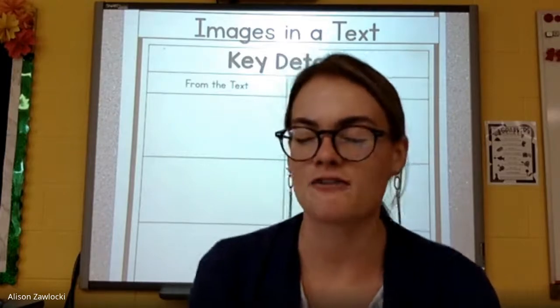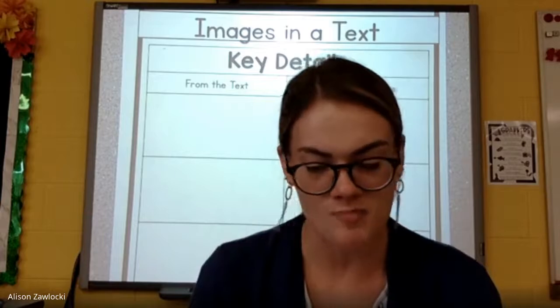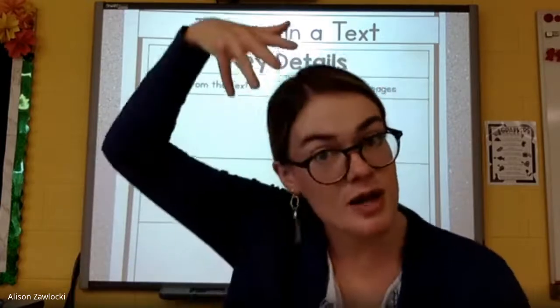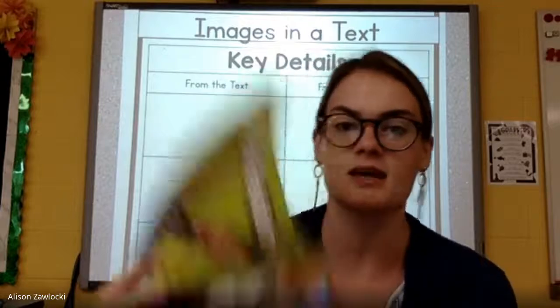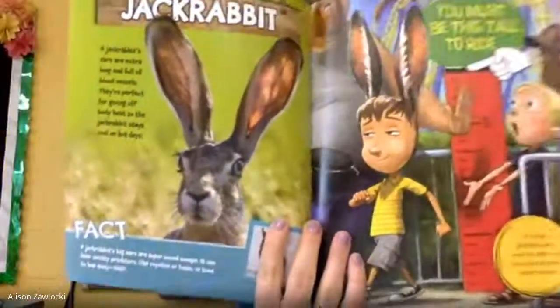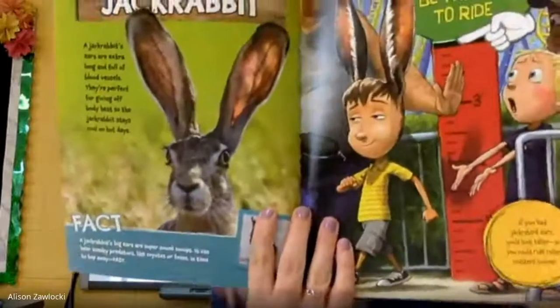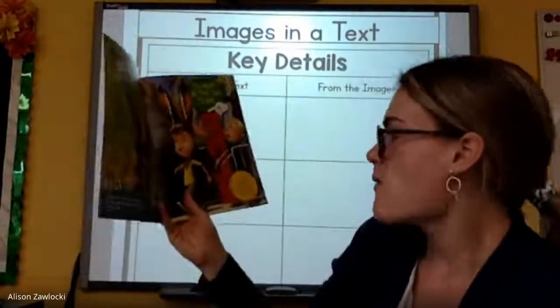I think after reading just the text, that told me that they're long and they're full of blood vessels. So they might be long ears, and you might see some veins in them because they're full of blood vessels. Let's see. Ooh, they're very long, and you can see the blood vessels, actually. You can see them, can't you? Okay, now let's read this over here.